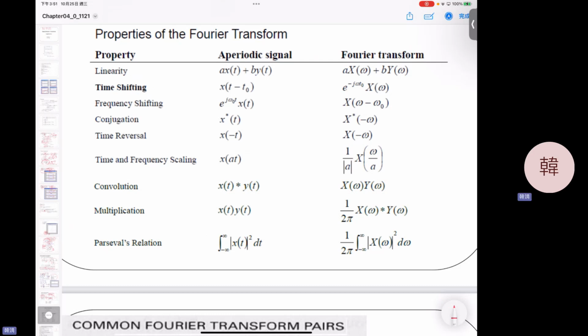Very complicated relationship. And I think the most important is the convolution. I will just mention convolution. If you convolve your two signals in the time domain, in the frequency domain it becomes multiplication. If you do multiplication in the time domain, it becomes convolution in the frequency domain. So this dual relationship is very important. Why? Think about that one.